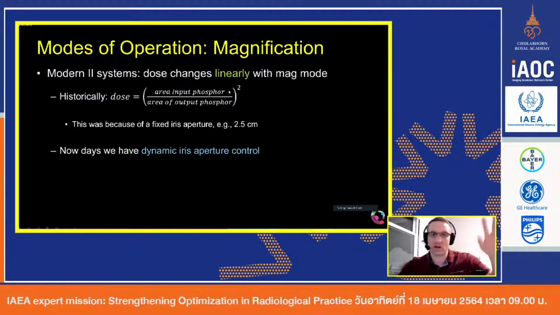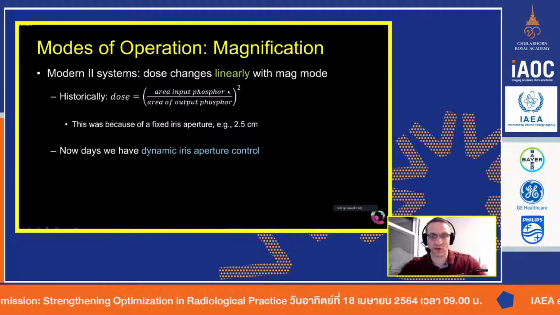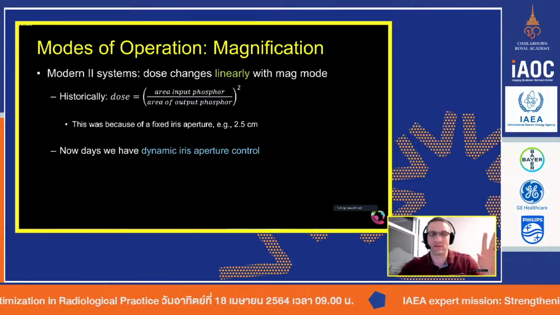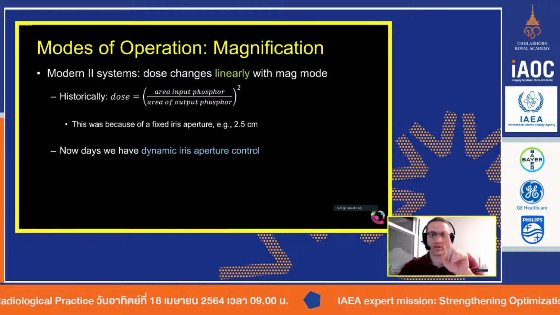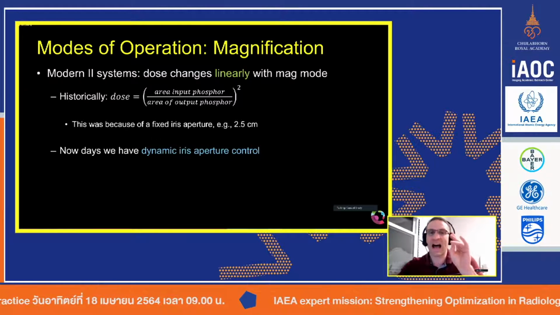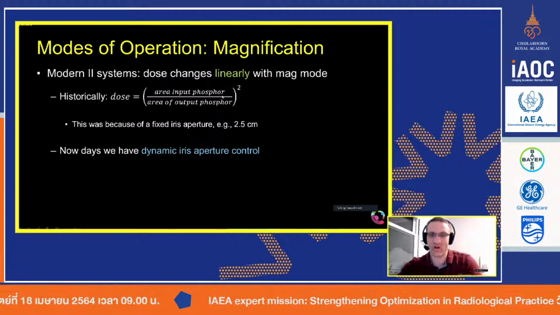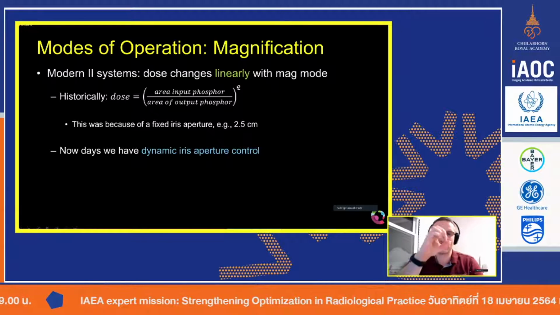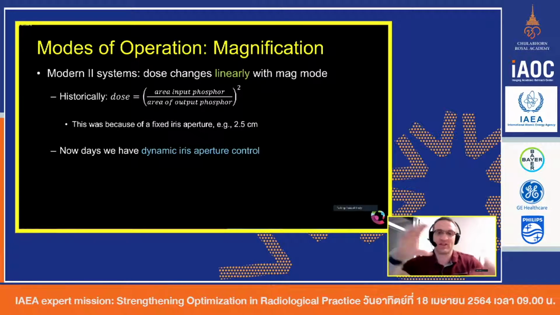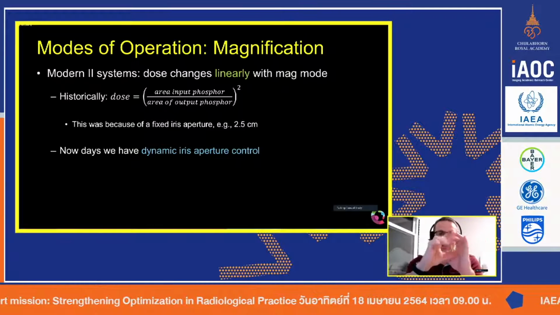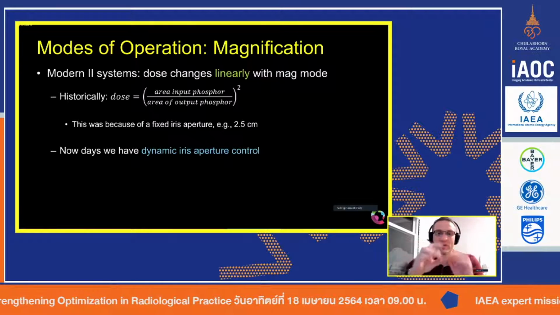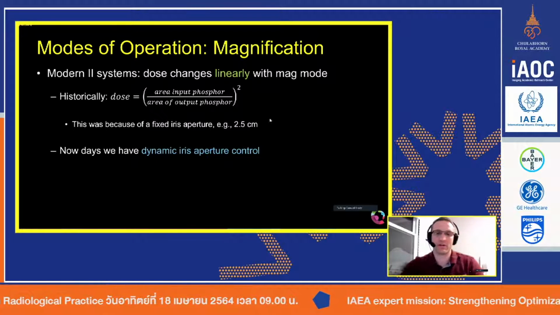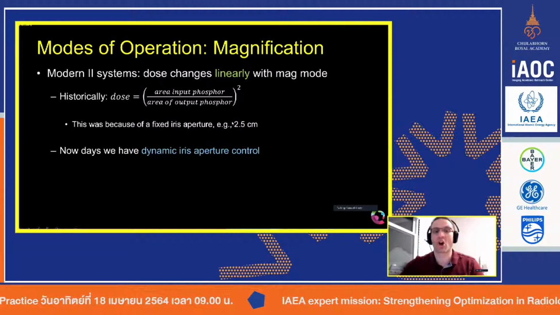And so when you're talking 20 years ago, or if you have an older system, maybe even 10 years ago, but the older fluoro systems, you go from mag, say 1, 2, and 3, that mag 3 was a high dose because you were squaring that value. Nowadays, the aperture doesn't stay at 2.5. As you start to mag down, so you're going from mag 1, 2, 3, the little teeny 2.5 centimeter iris is actually going to slowly open up. It doesn't get real big, but it gets bigger.